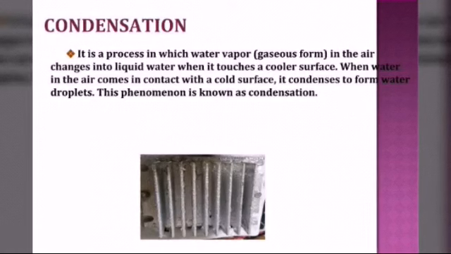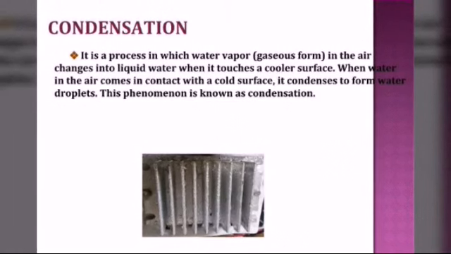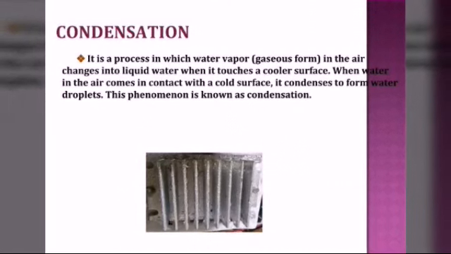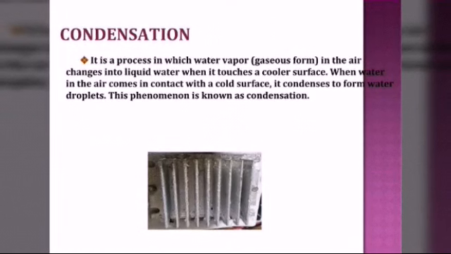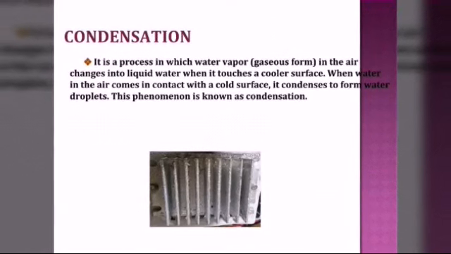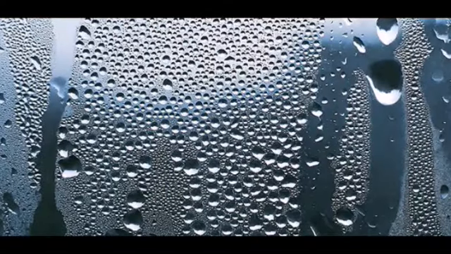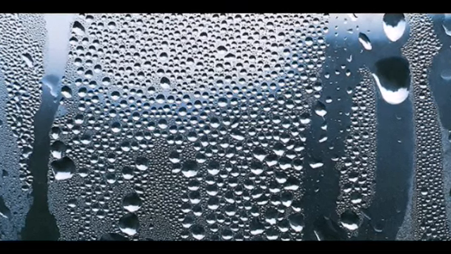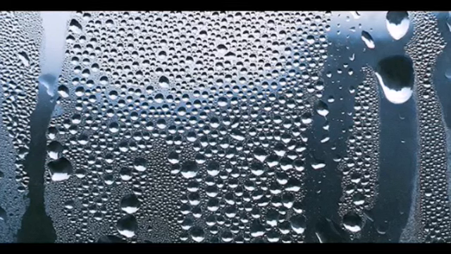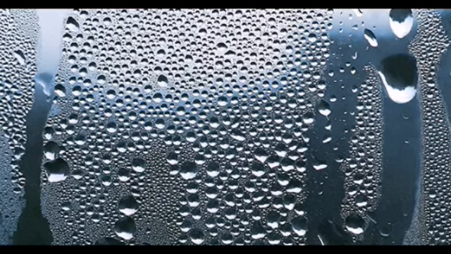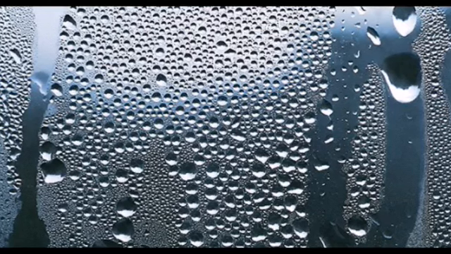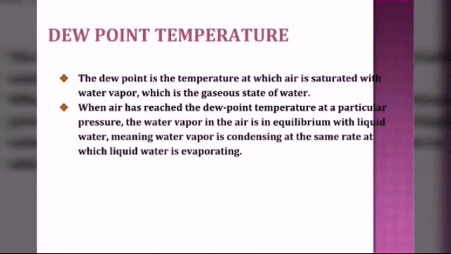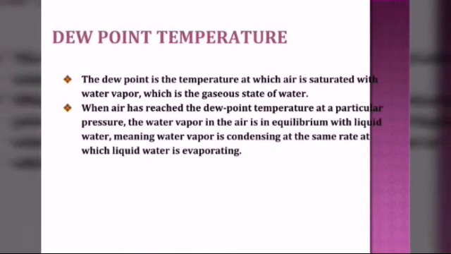For the condensation process to occur, the air has to become saturated or else attain the dew point temperature. The dew point temperature is nothing but the saturated form of air. When the air is saturated with water vapor, which is the gaseous state of water, and the air has reached the dew point temperature at a particular pressure, the water vapor in the air is in equilibrium with the liquid water. That means water vapor is condensing at the same temperature at which the liquid water is evaporating.